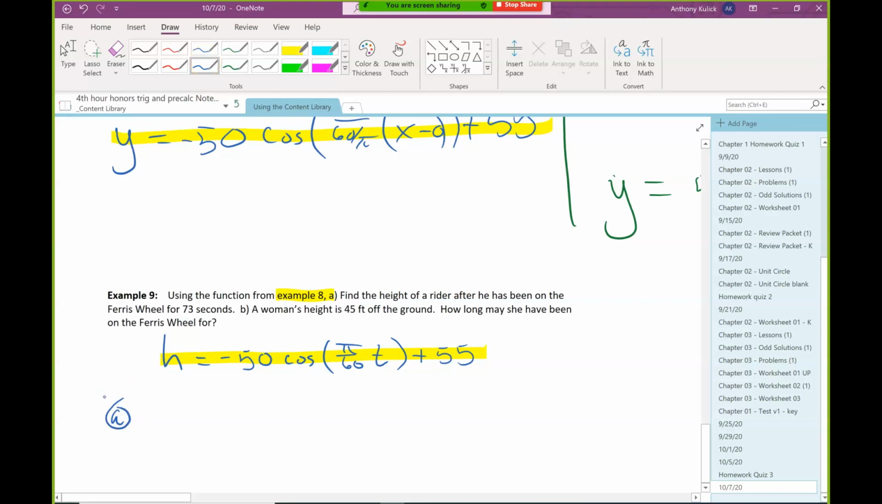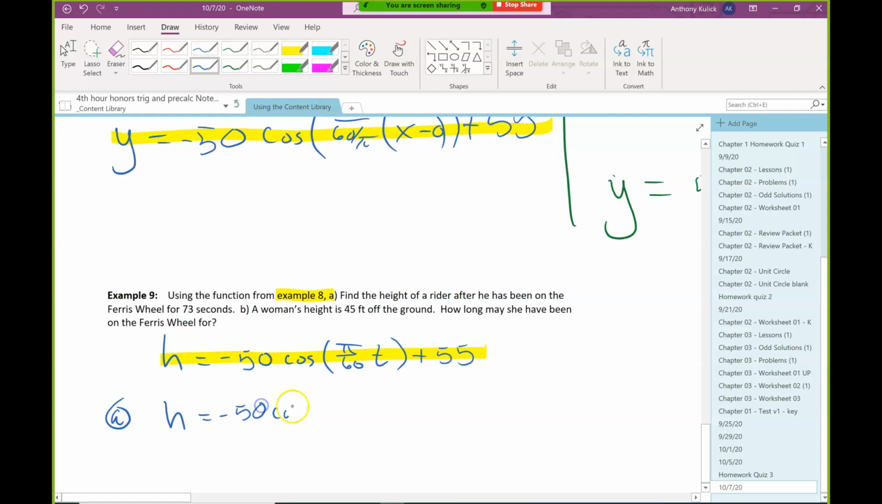How do I find the height after we've been on the Ferris wheel for 73 seconds? Easier than that. Yeah, we're just going to put 73 in for t.